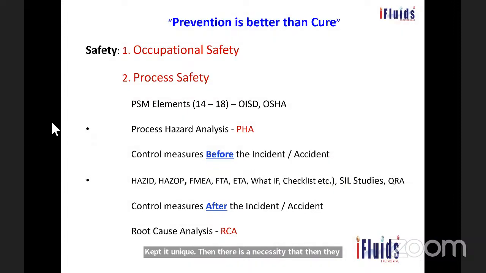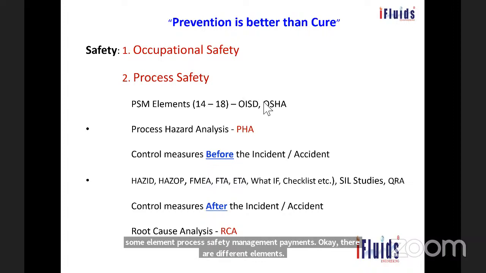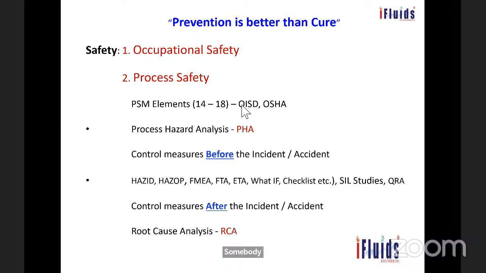I was telling about process safety. Under process safety, there are some process safety management elements. There are different elements identified by OSHA, the American Institute, and OISD, this is our Indian one. They have identified these elements, and process hazard analysis, PHA. So the refineries have to comply with all these things. So that's why all these restrictions are put.